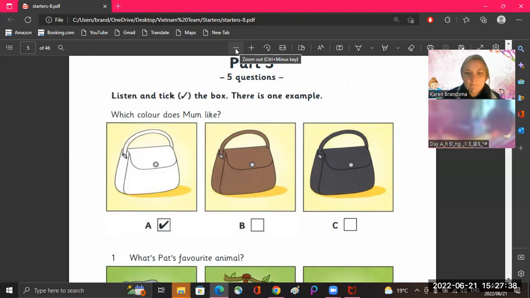Part 3. Look at the pictures. Now listen and look. There is one example.